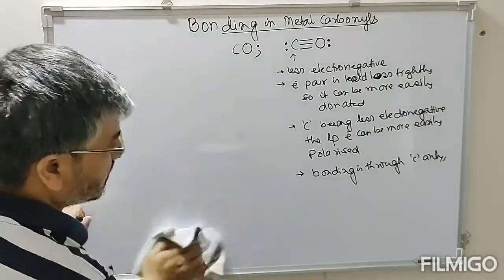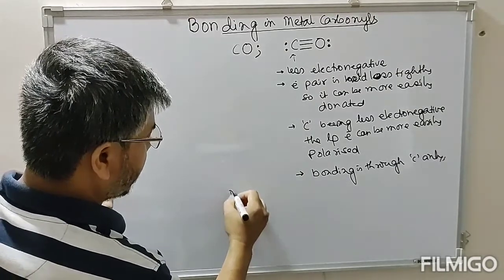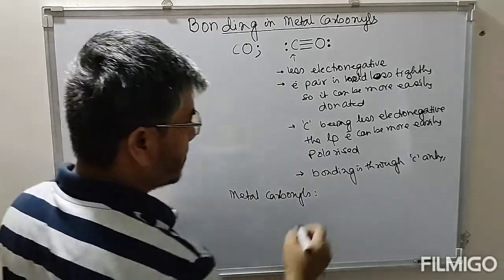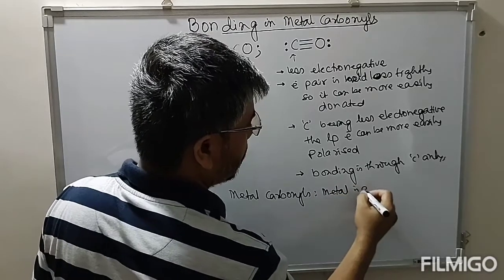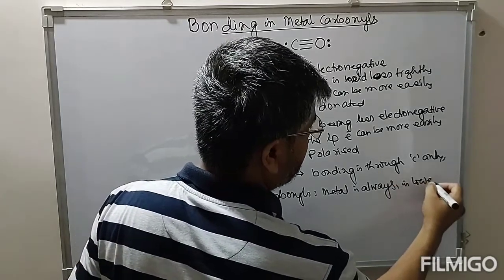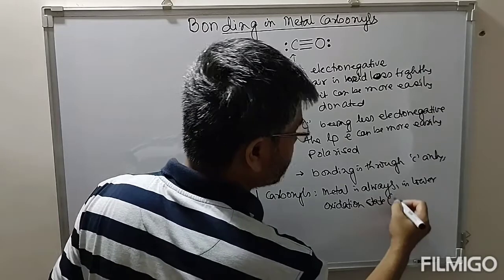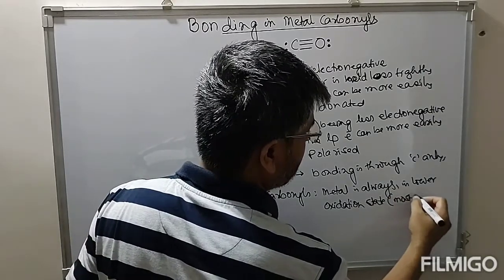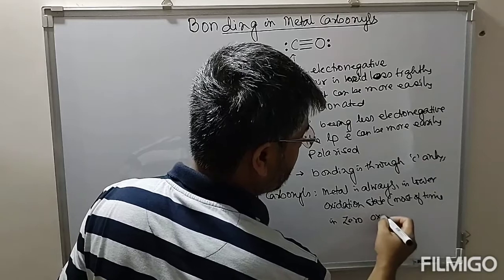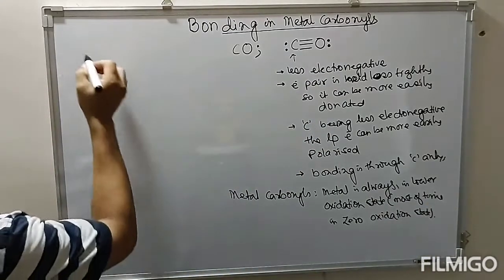Now, coming to how this metal carbonyl bond is formed. I told you that in metal carbonyls the metal is always in a lower oxidation state, in most cases the zero oxidation state. Look at these examples.